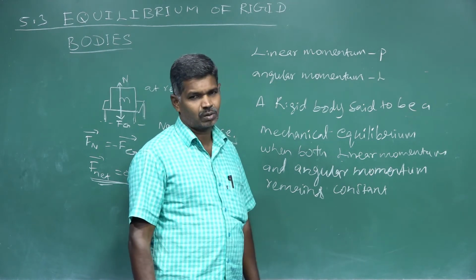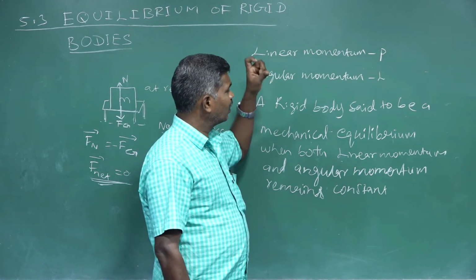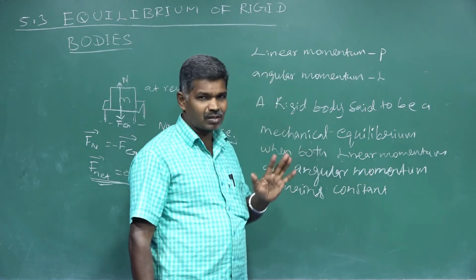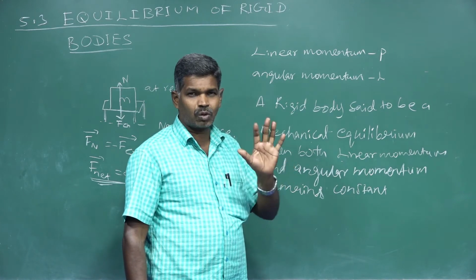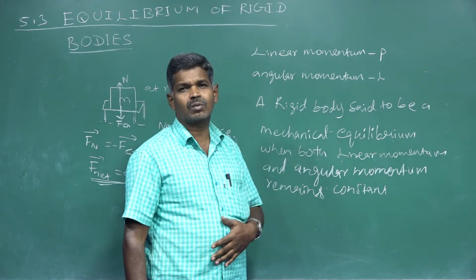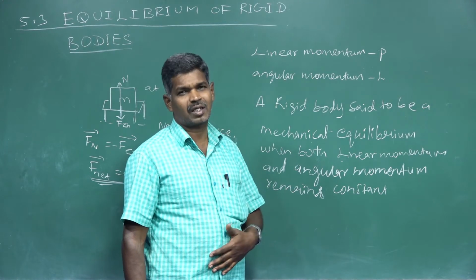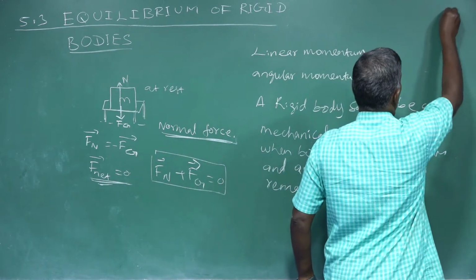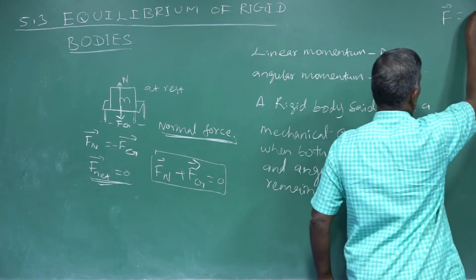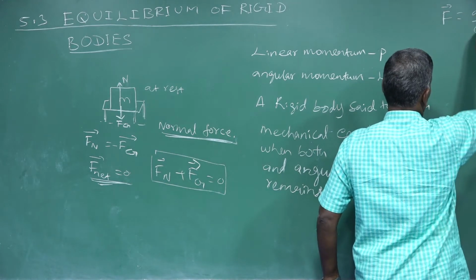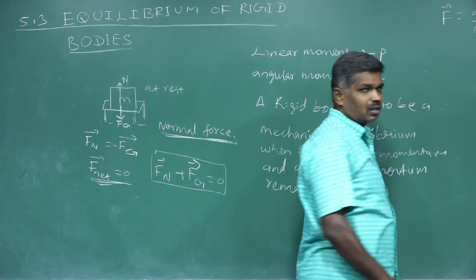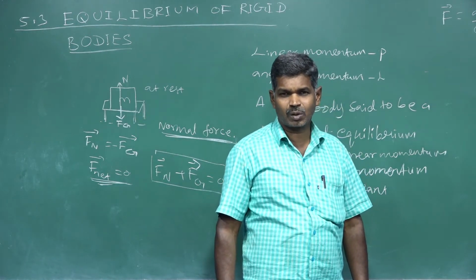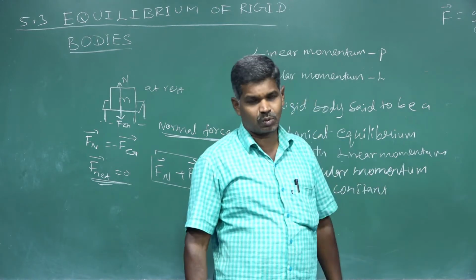Now we are going to see the linear momentum constant factor. If linear momentum is constant, the net force on that object is 0. From Newton's second law, F vector is equal to dp vector divided by dt. That is, the rate of change of momentum is directly proportional to the applied unbalanced force.